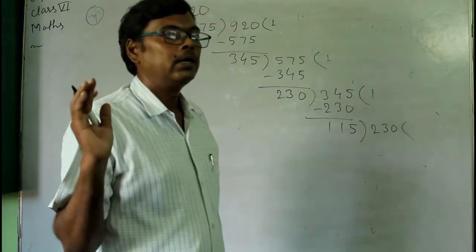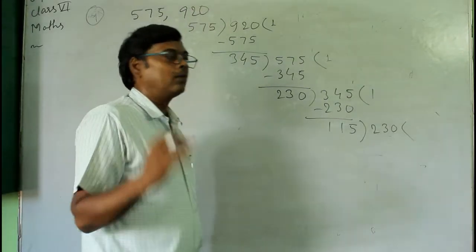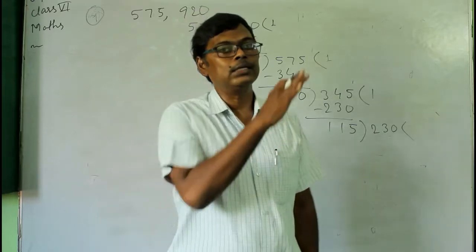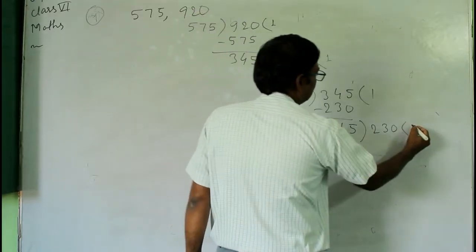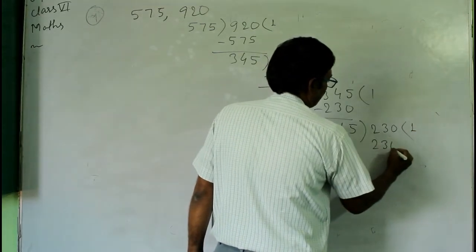Okay, when the remainder 0 comes, we will stop, and until 0 comes we will keep doing this. Okay, so now see that in this step we will get the remainder 0.